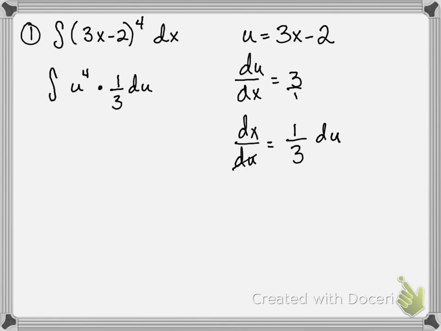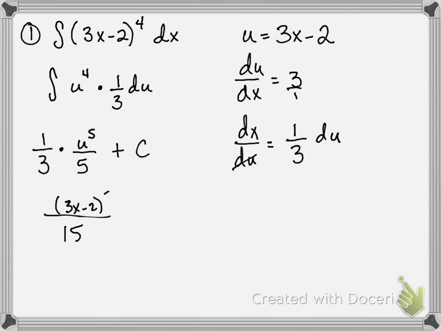So what is that? 1 over 3 times u to the 5th over 5 plus c. And all that's 3 times 5, which is 15. u is 3x minus 2. Look at that, I forgot my C. Don't forget your C. Got to wear the scarf, the vitamin C scarf.